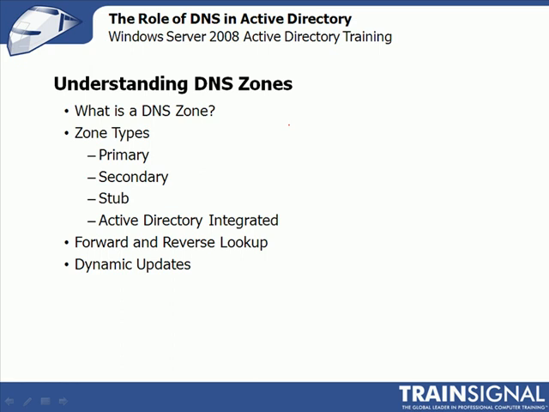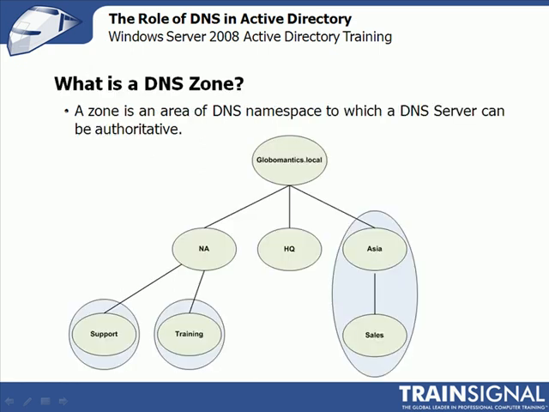So now let's talk a little bit about something called DNS zones. There's a number of things we need to look at when it comes to overall understanding of DNS zones. We need to first answer the question, what is a DNS zone? We need to look at the different zone types. We're going to talk about forward and reverse lookups and dynamic update. So what is a DNS zone? Well, a zone is an area of the DNS namespace to which a DNS server can be authoritative.